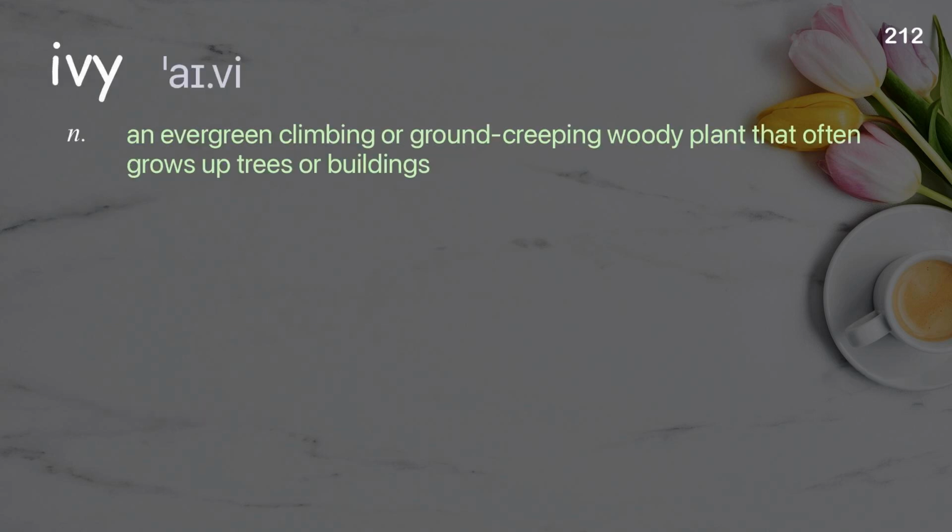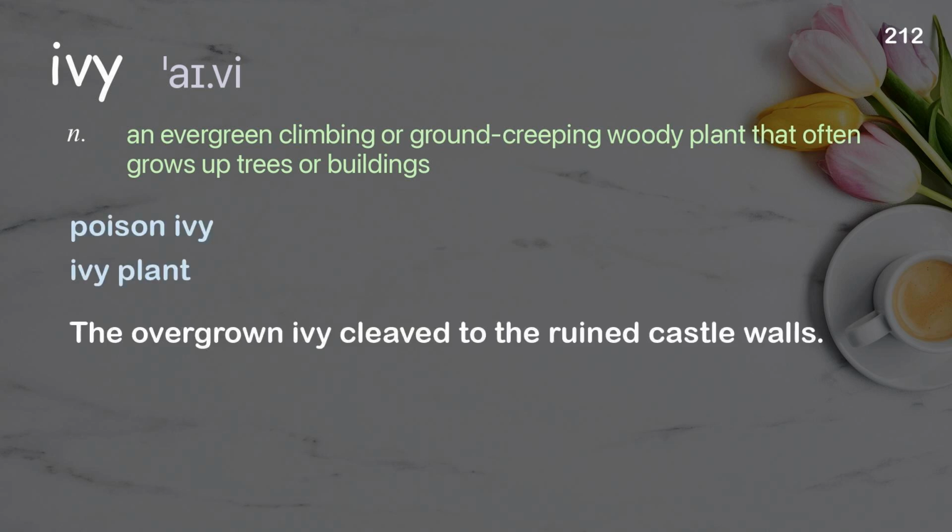Ivy. An evergreen climbing or ground creeping woody plant that often grows up trees or buildings. Examples: poison ivy, ivy plant. The overgrown ivy clung to the ruined castle walls.